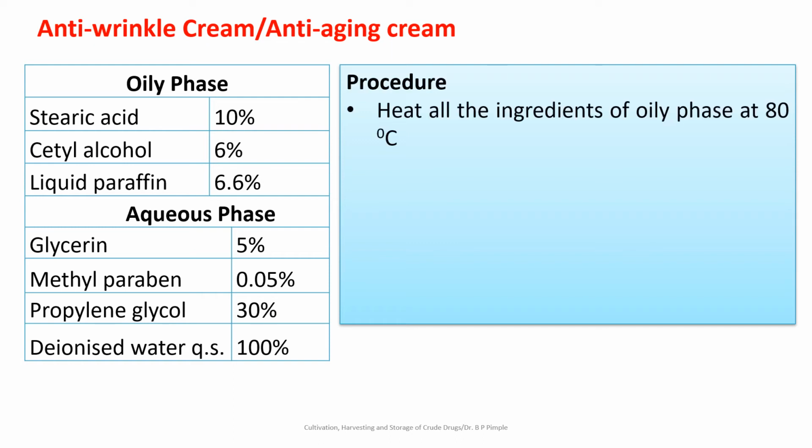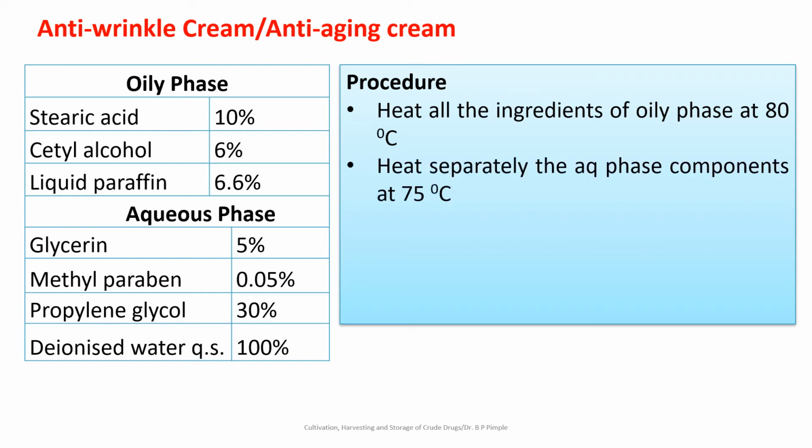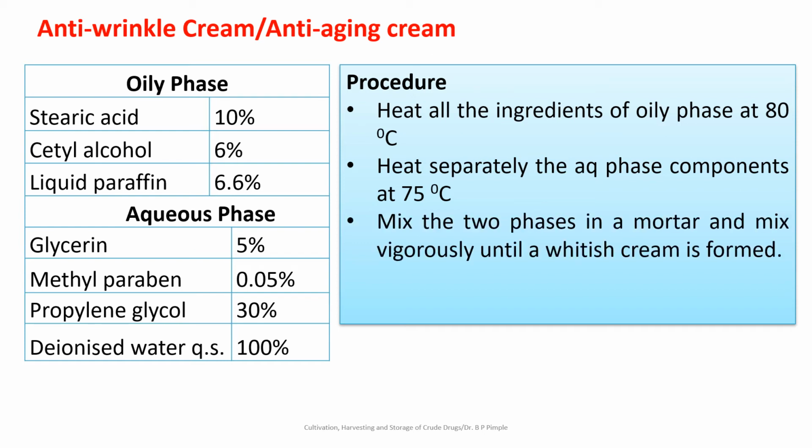Again, the procedure remains the same as that of normal formulation of cream. The oily phase is heated separately at 80 degrees Celsius and the aqueous phase separately at 75 degrees Celsius. The two phases are mixed and stirred vigorously until a whitish cream is formed. When the temperature drops down to 40 degrees Celsius, fragrance may be added.